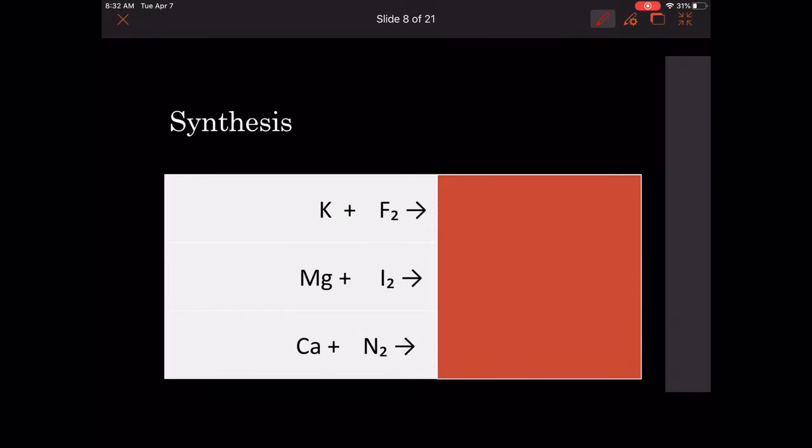So look up the charges. You'll see that potassium's a 1 plus, fluorine's 1 minus. Here I have a 2 plus and a 1 minus, and a 2 plus and a 3 minus. So what are these formulas going to look like at the right? Well, potassium fluoride is going to be just KF.